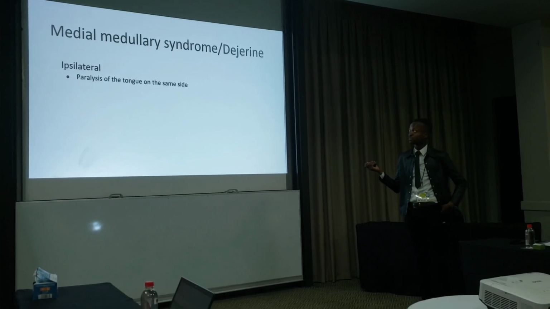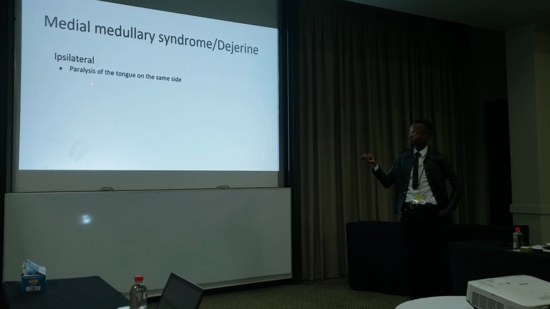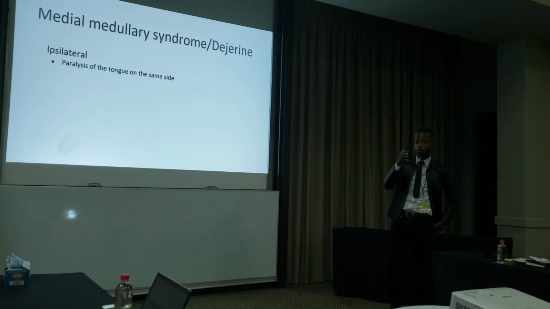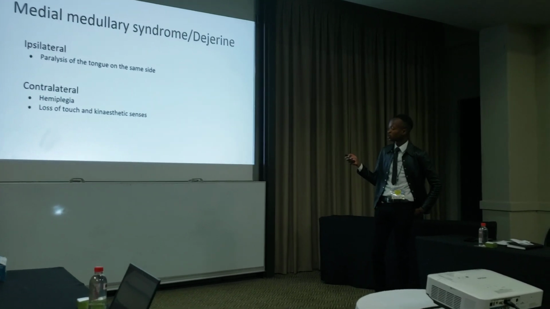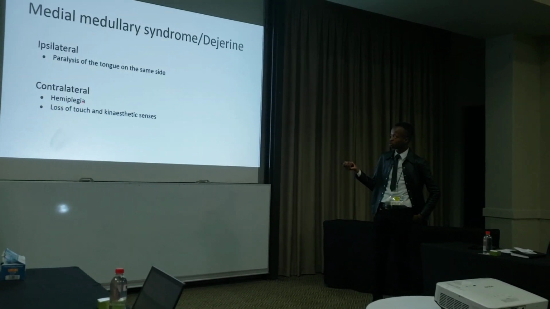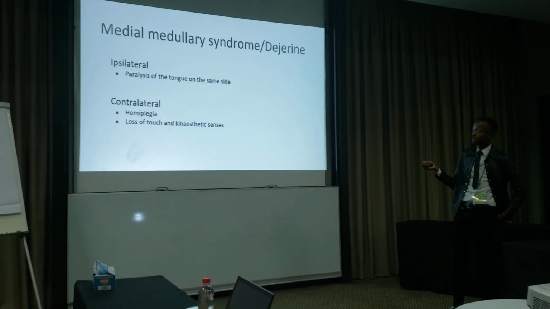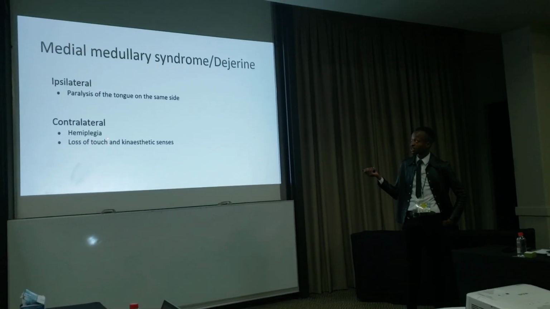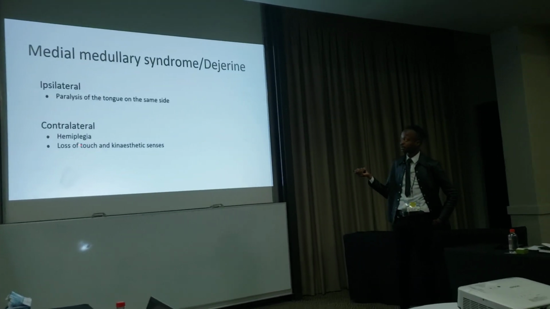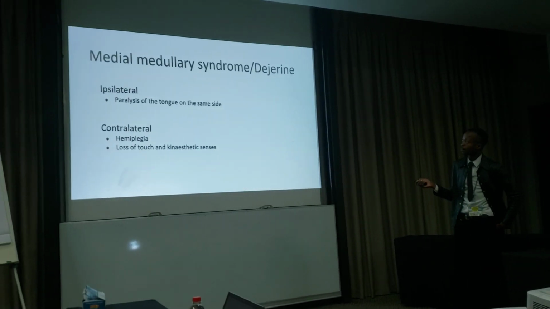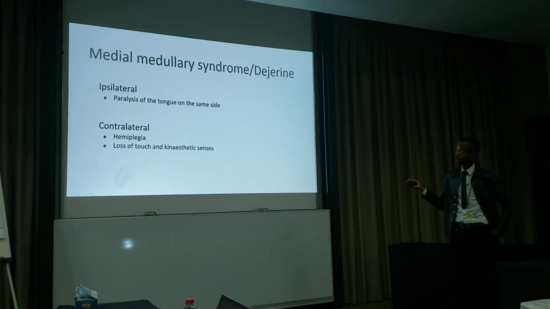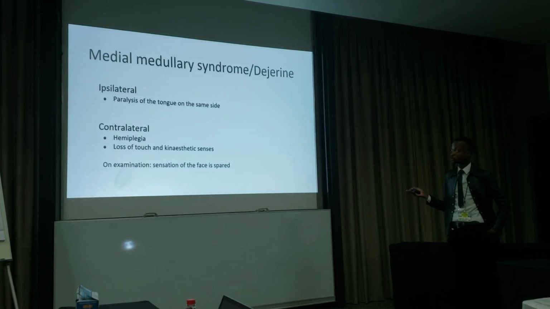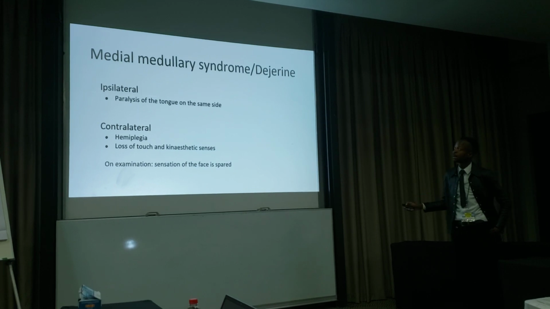So in terms of ipsilateral paralysis, you're going to have paralysis of the tongue on the same side, because of the hypoglossal nucleus. Then in terms of contralateral, we're going to have hemiplegia as well as loss of touch and other senses. The hemiplegia being due to affecting your corticospinal fibers. Then the loss of touch is due to affecting your dorsal column pathway, right? Then the sensations of the face are going to be spared because the spinal trigeminal nucleus is not going to be affected, right?